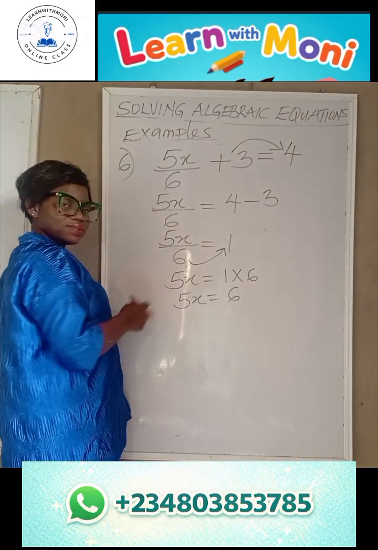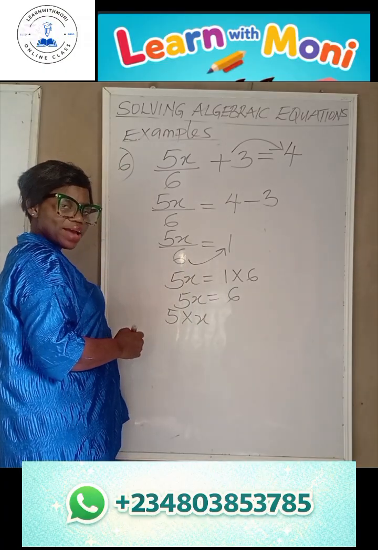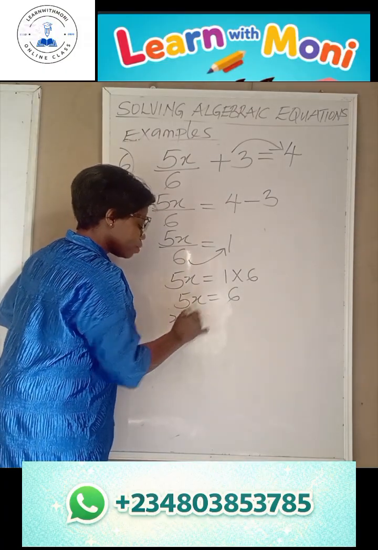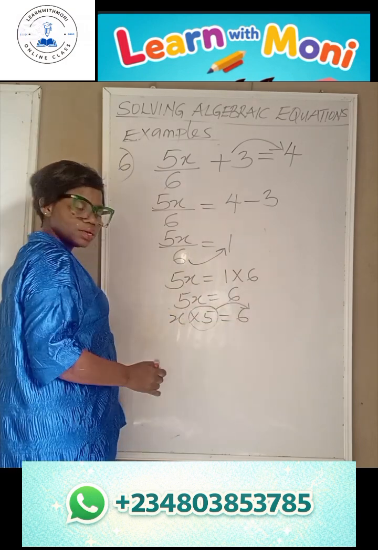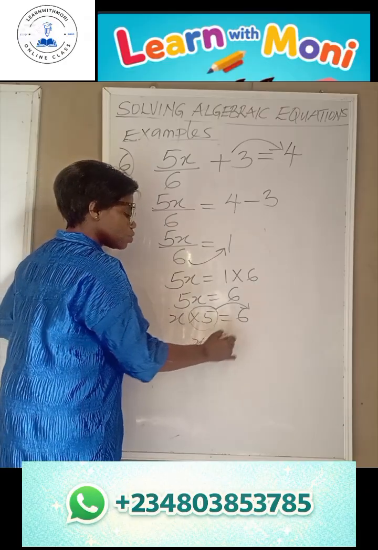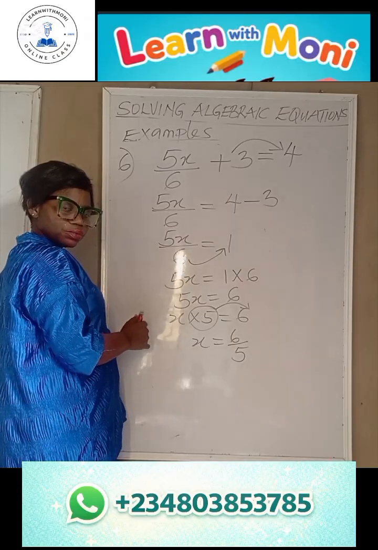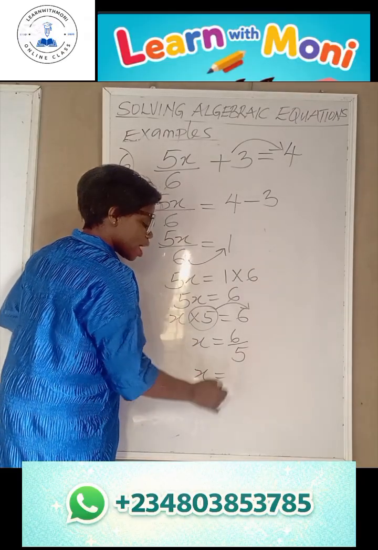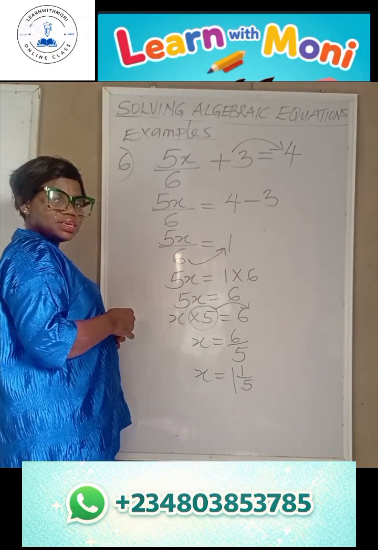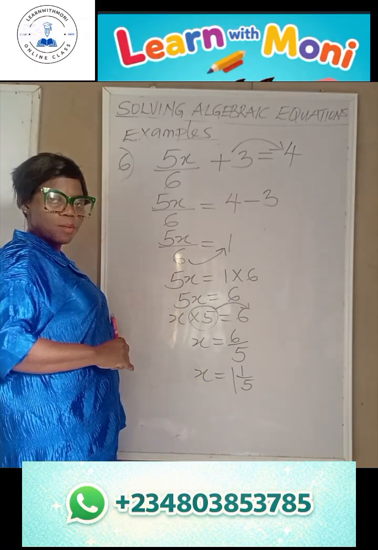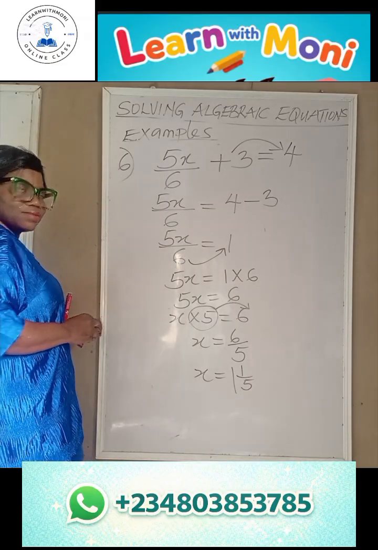Now, between the 5 and x, there is a multiplication sign. It is like this: 5 times x or x times 5 equals 6. Now we have to move this times 5 to the other side, and we are left with x, which is equal to 6 divided by 5. This is an improper fraction, and 6 divided by 5 is 1 whole 1 over 5. I hope you understand this problem. I am going to take one more example before I call it a class.